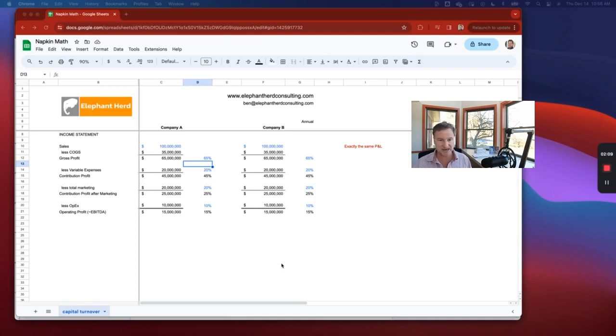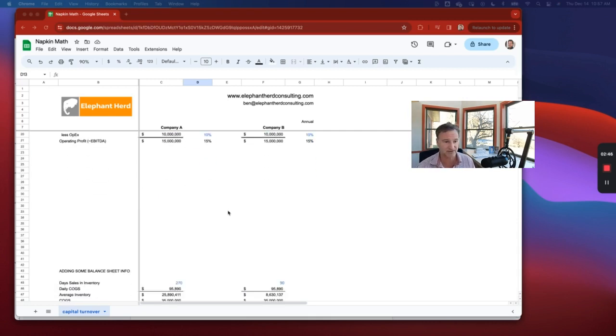I'm doing some napkin math, so you would obviously model this out in a more comprehensive model, but it's for illustrative purposes. We're going to take two companies. Here's their income statement or their P&L, exactly the same. These are larger companies. Company A is doing 100 million. Company B is doing 100 million. Same gross profit margins, same contribution profit margins, same amount of marketing, same OPEX, and they get down to an operating profit or an EBITDA of 15 million or 15%. Great. These are awesome companies. A lot of people would be excited about those types of margins.